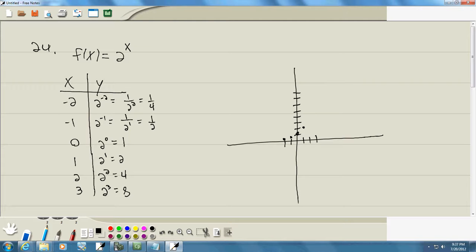1, 2, 3. My eyes don't get off. 1, 2, 3, 4. Right there. And 3, 8. It'd be right there. And if you miss any of the points, like I am, just make your point a little bit bigger. That's called the big dot theorem. And since this is an asymptote, I know it's skimming this, so it's going to be going like that. So that's how you can graph it by hand.